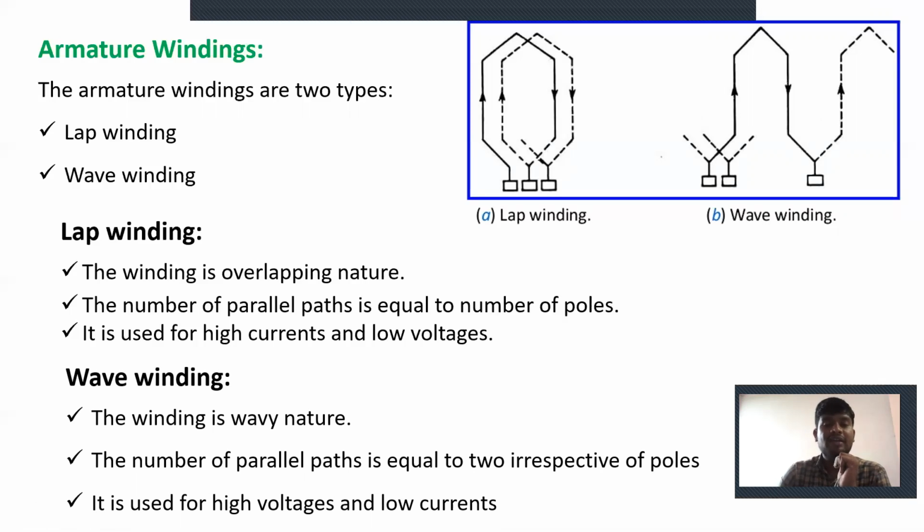Where high currents are required, we can use the maximum coil structures, that means lap windings. Where high voltages are required, we can use the wave winding. So that's why the lap winding is used for high currents and low voltages, and the wave winding is used for high voltages and low currents.